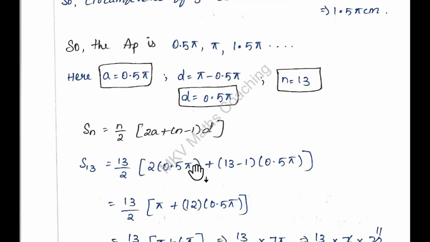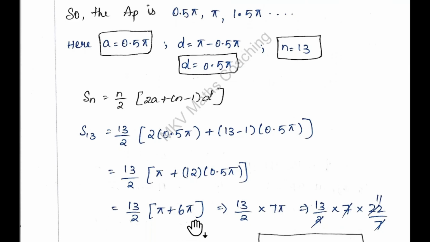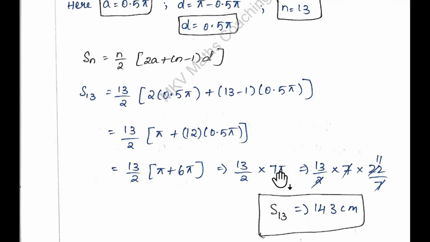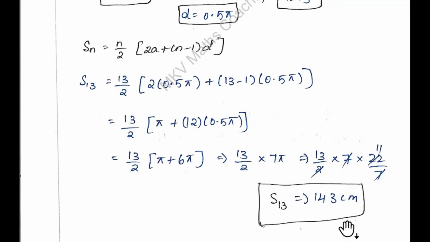So 2 into 0.5 pi, you will get 1 pi. Then 12 into 0.5 pi, you just multiply, you get 6 pi. So 7 pi you will get. If you make this pi value as 22 by 7, just cancel the 7 and 2 with 22, you get the sum of all 13 consecutive semicircle lengths as 143 centimeters.